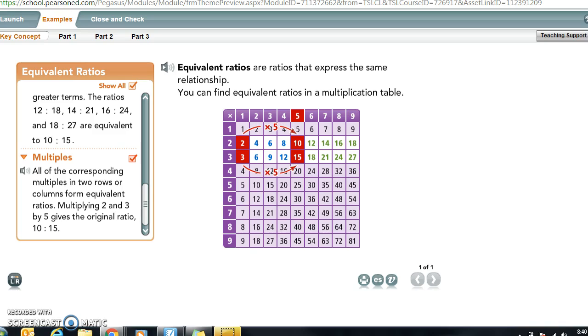All of the corresponding multiples in 2 rows or columns form equivalent ratios. Multiplying 2 and 3 by 5 gives the original ratio 10 to 15. So then you know multiplying 2 by 6 gives you 12, 3 by 6 is 18, 2 by 7 is 14, 3 by 7 is 21. So equivalent ratios are really easy, and it's really helpful to have a multiplication chart nearby.